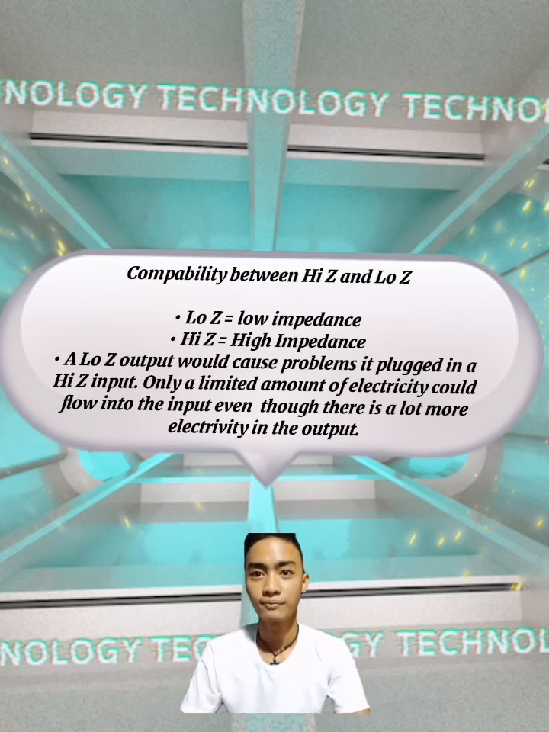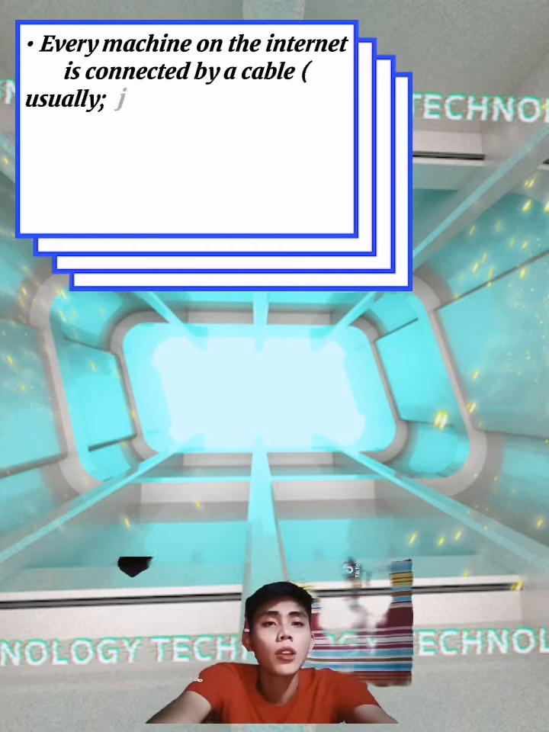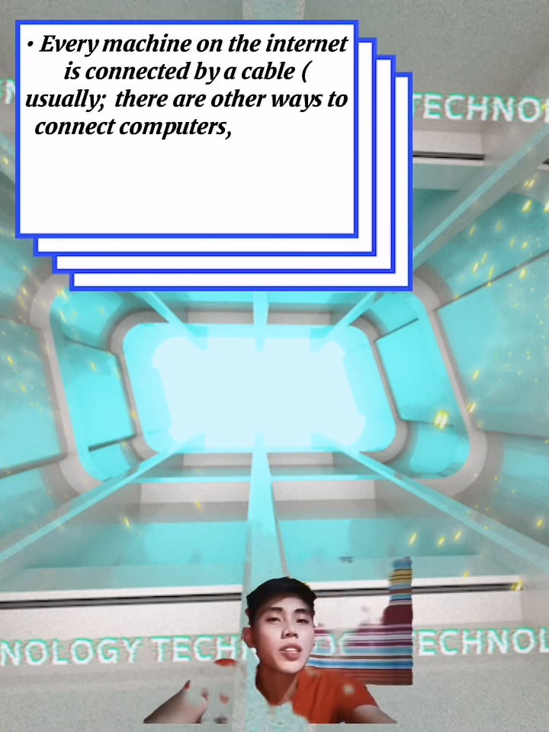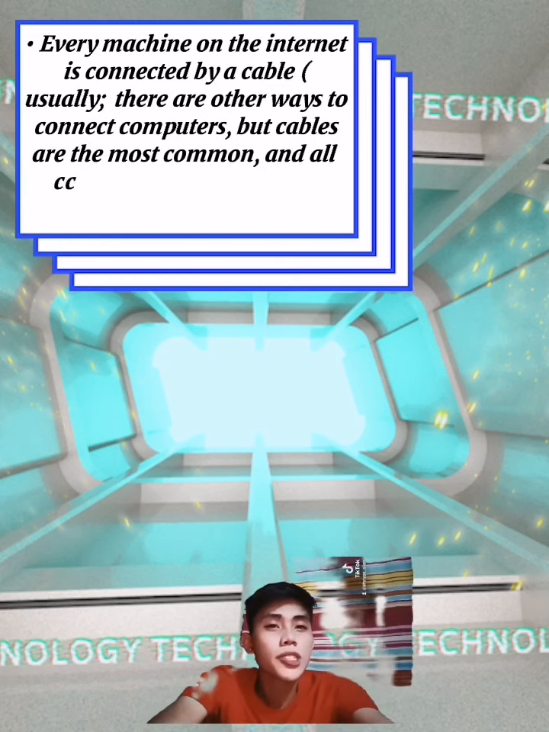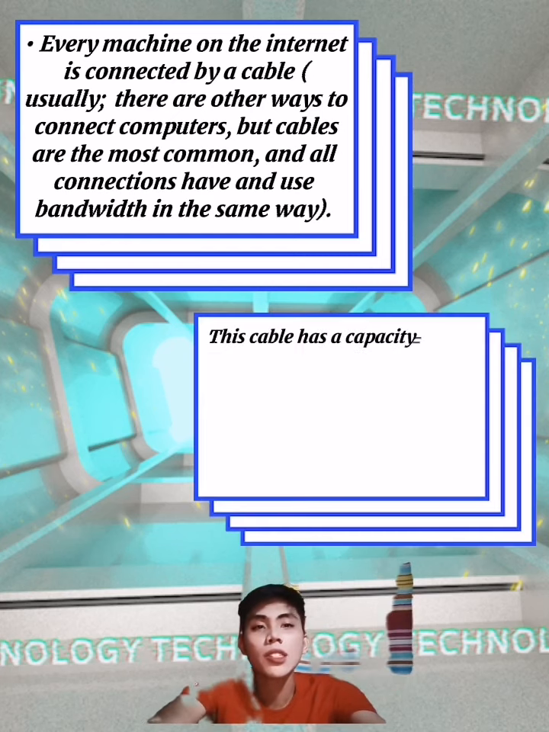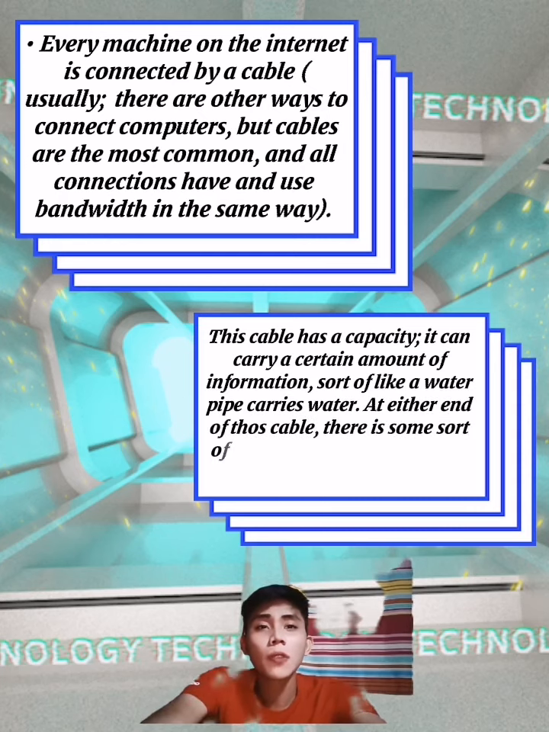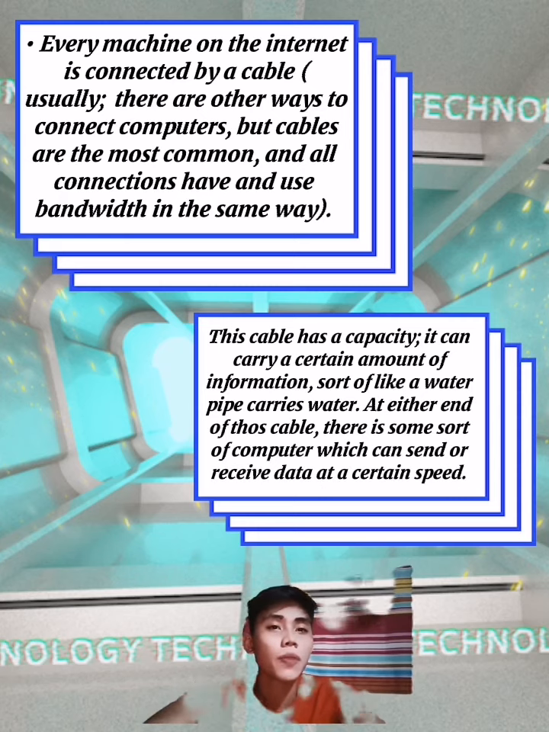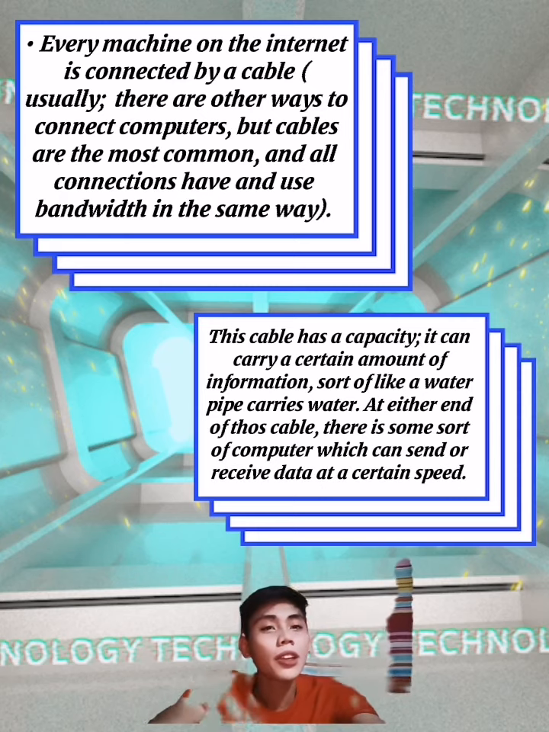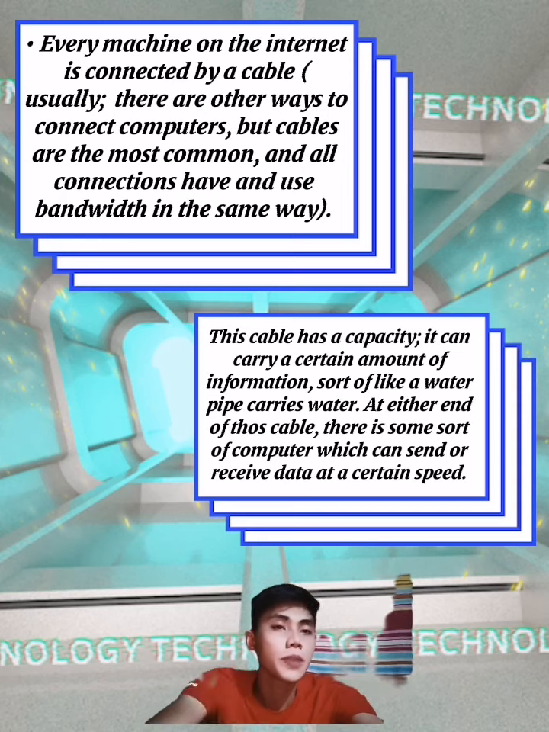Every machine on the internet is connected by a cable. Usually there are other ways to connect computers, but cables are the most common, and all connections have and use bandwidth in the same way. This cable has a capacity. It can carry a certain amount of information, sort of like a water pipe carries water. At either end of this cable, there is some sort of computer which can send or receive data at a certain speed.